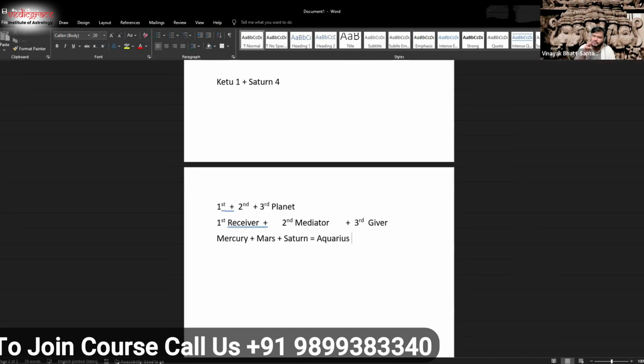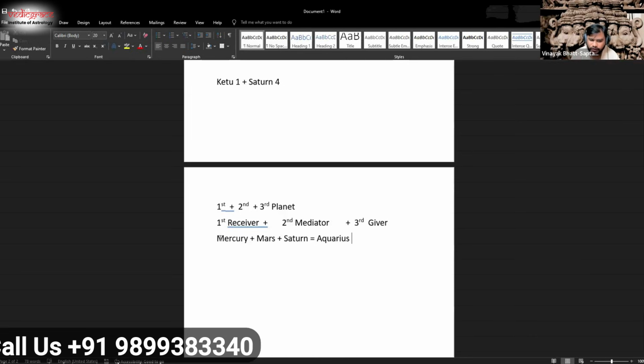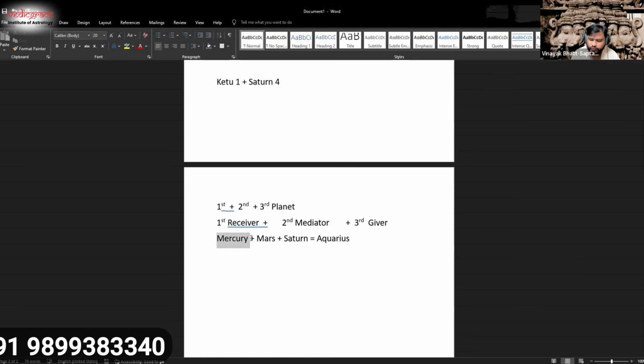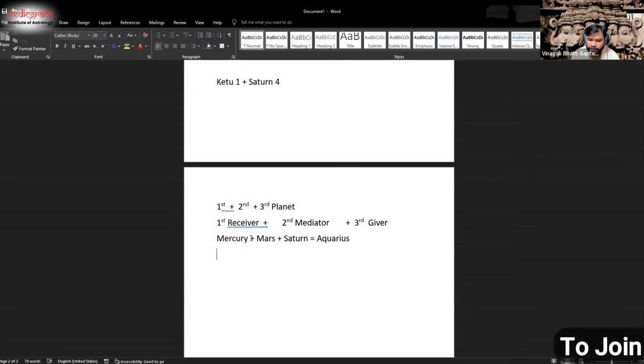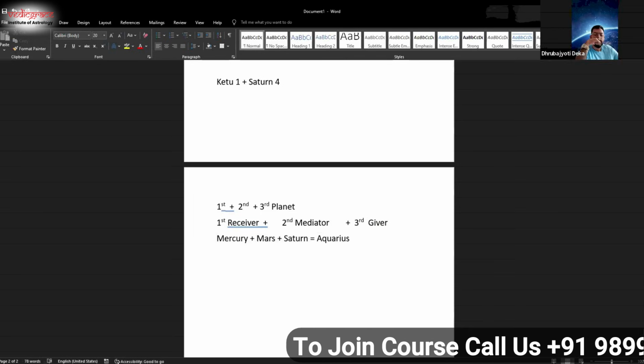Okay, so now when we have three planets, you can decode this combination in many ways. You can make Mercury a focus planet. Also, you can make Mars a focus planet. If Mars is the focus, then we have two combinations, Mars and Saturn. You need to decode it. Are you understanding it? Yes, sir.